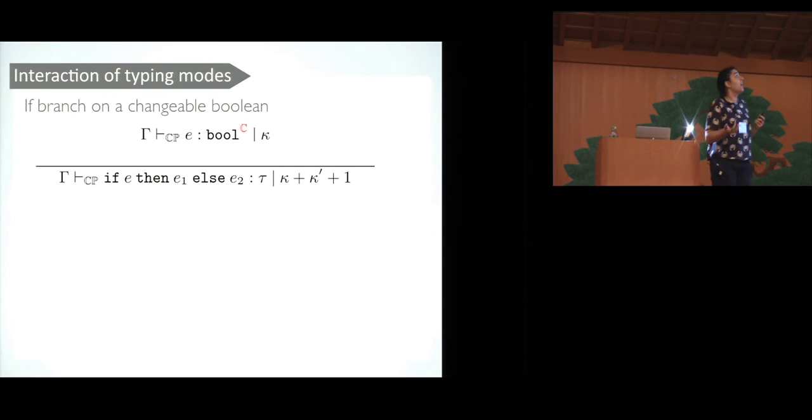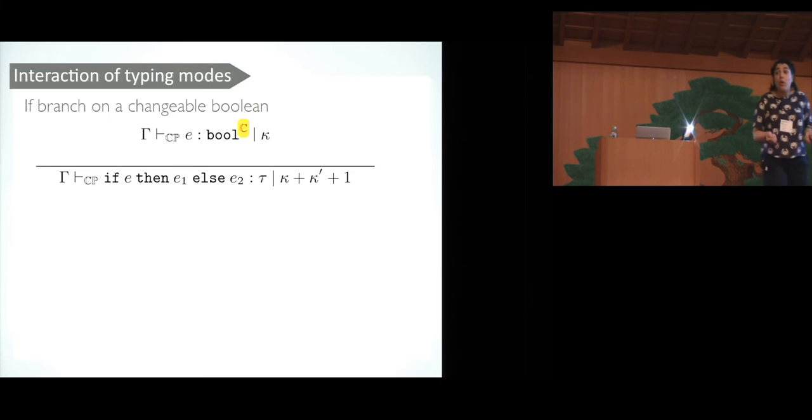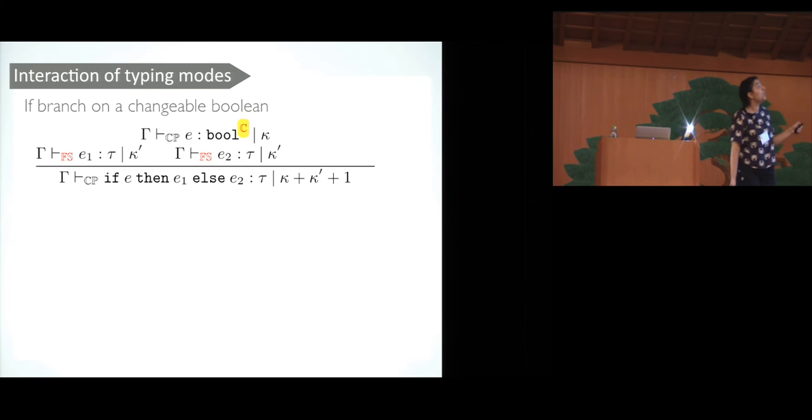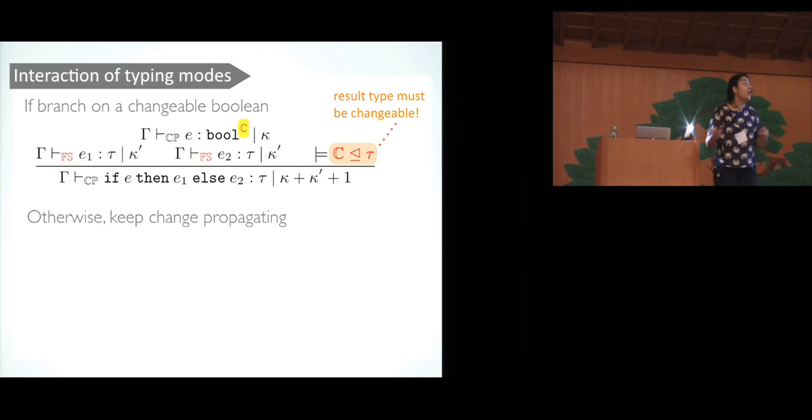So let's look at the conditionals. If we know that the guard of a conditional E can be typed with a changeable Boolean, that means its value might change from true to false or vice versa. In the incremental run of the program, we might have to re-execute parts of the branch from scratch. Therefore, we type the branches in from scratch execution mode. Moreover, we have to make sure that the result type is also changeable, because the then and else branches can be unrelated.